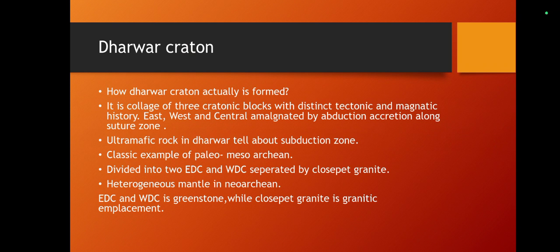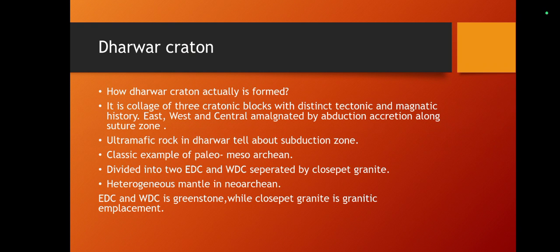Basically, the Dharwar Craton is a collage of three cratonic blocks with distinct tectonic and magmatic history, that is east, west, and central part, which are amalgamated by subduction accretion along a suture zone. So all these three micro blocks are amalgamated by subduction accretion along the suture. This is not abduction, this is subduction. You will find a lot of ultramafic rock in the Dharwar Craton, which tells you about the process by which it was formed.